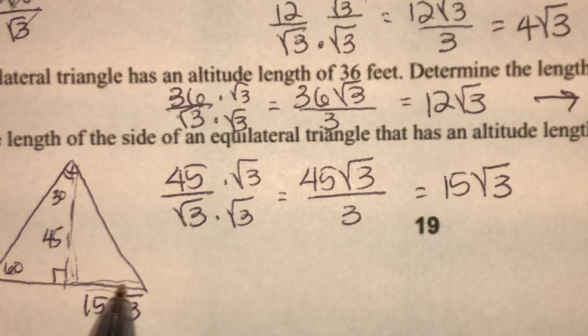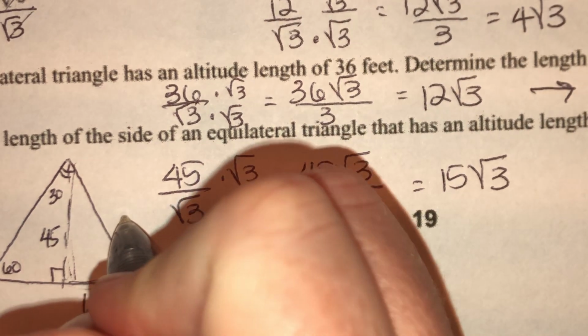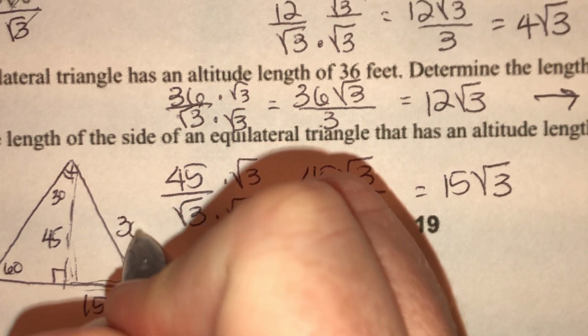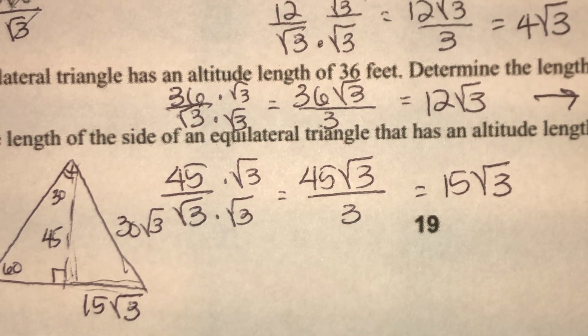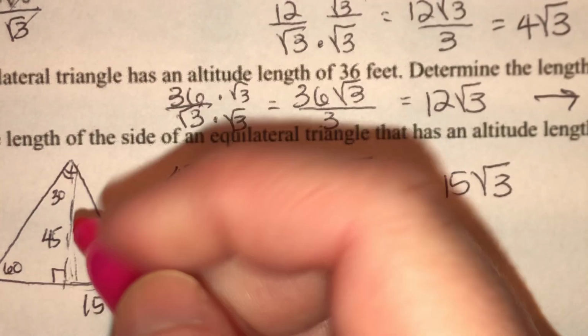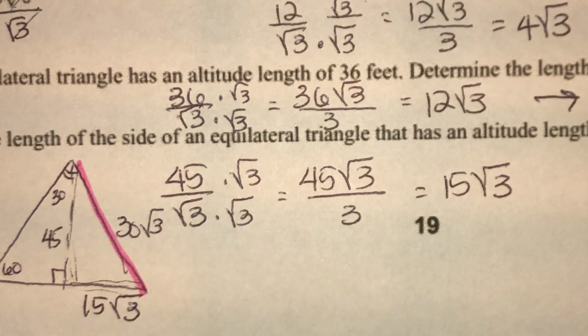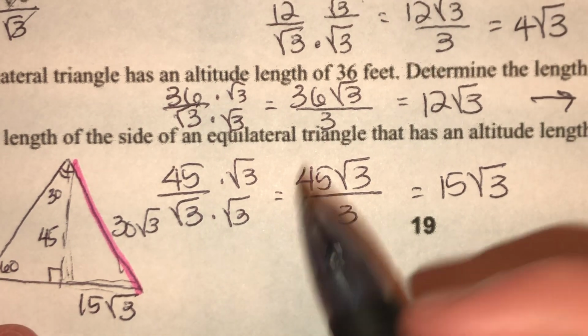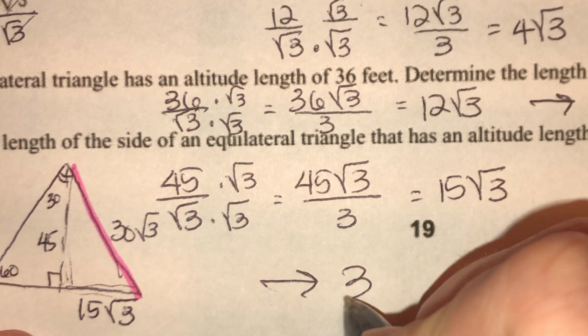And then if I double that, I get the hypotenuse. So 15 square root of 3 times 2 gives me 30 square root of 3. And it said, find the length of the side of an equilateral triangle. This is one whole side of the triangle. So this is what we wanted to find, 30 square root of 3. So somewhere, make sure I understand that that's your answer.